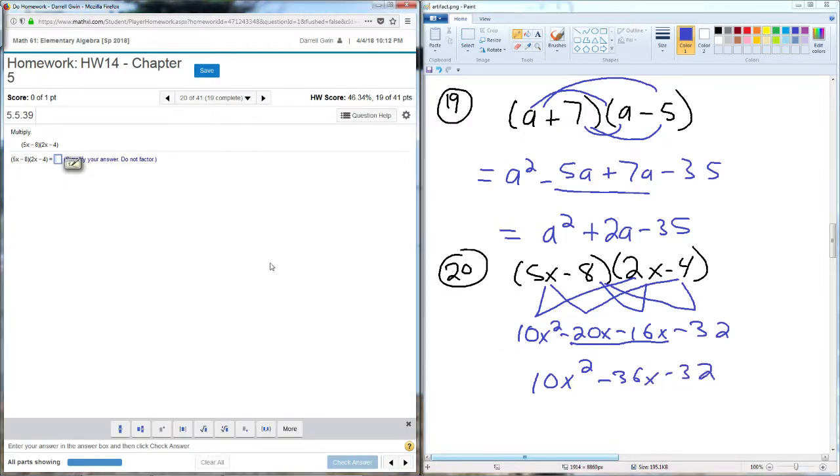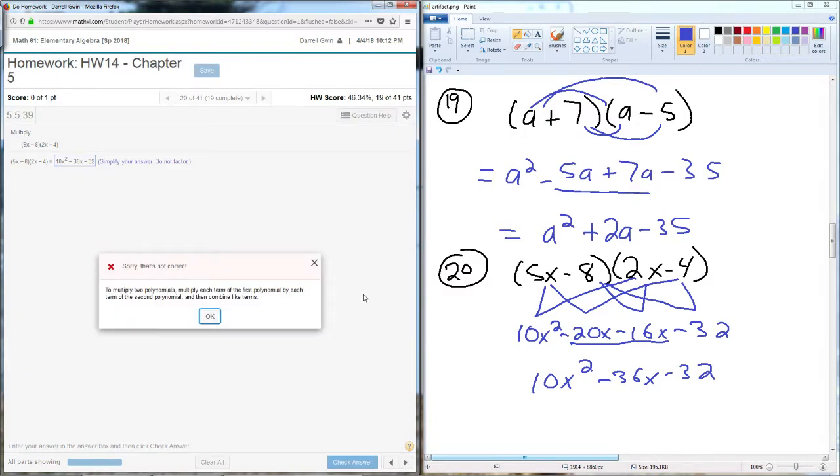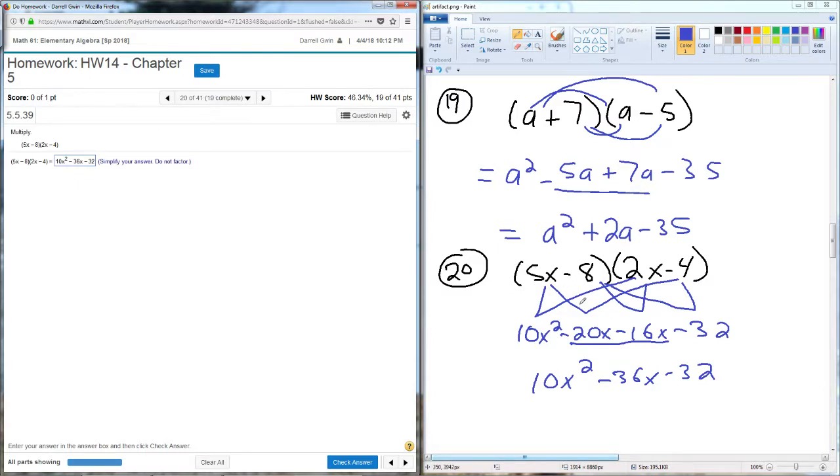Let's type that answer in. 10x, shift 6, 2, right arrow, minus 36x minus 32. Enter. Made a mistake. Oh my gosh. Let's double check our stuff here. 5x times 2x is 10. 5 times 2 is 10. There's my mistake right there. Whew.